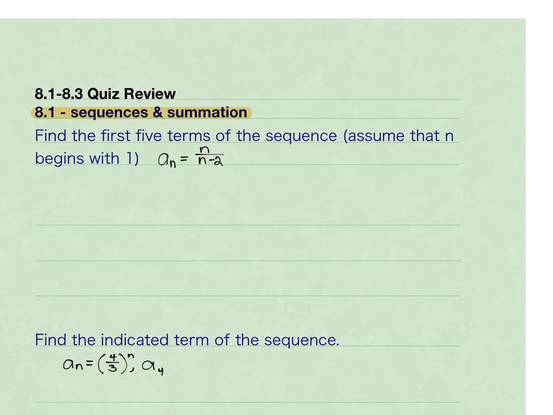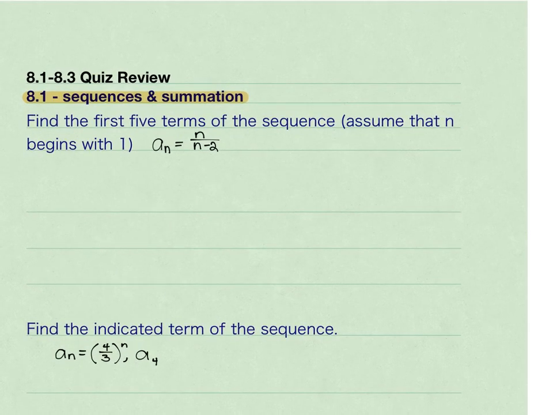So 8-1 was sequences and summations. This was your general sequence, so there were no formulas here. You were just plugging things in, and then at this point we were just trying to figure out summation. So this is find the first 5 terms of the sequence. Assume that n begins with 1. Are we good with how to do this?